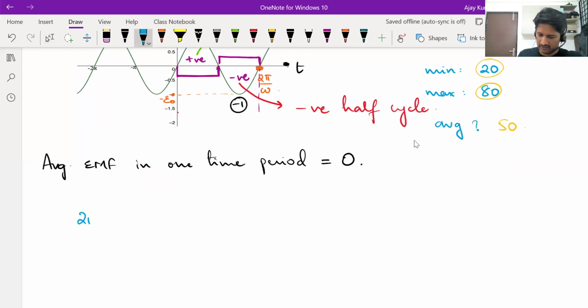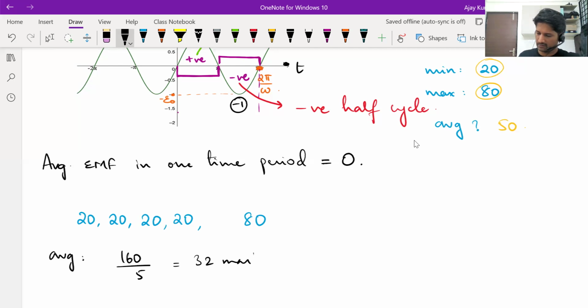Okay. Isha, let me give you an example. Suppose there are 4 students who scored 20, and only 1 student who scored 80. Then 20 has more weightage, no? Average won't be 50. How much will the average now be? Add all these. 4 20s is 80, plus 80 is 160. Divided by how many students are there? 5 students are there. So the average becomes 32 marks. So just by looking at minimum and maximum, you cannot tell the average.